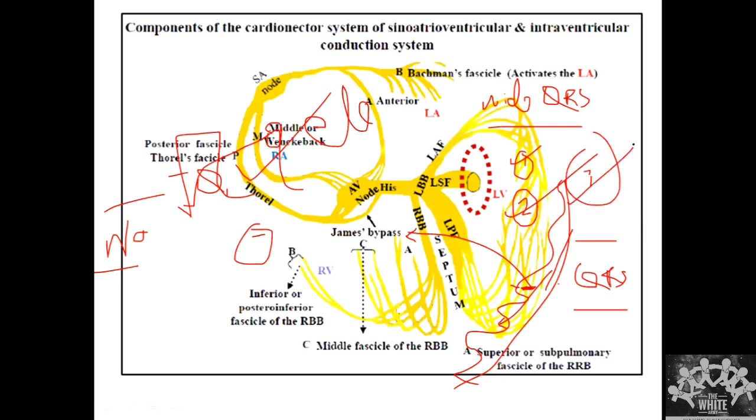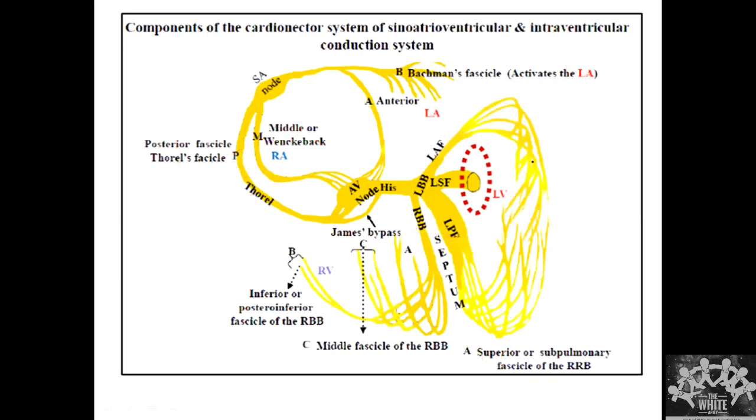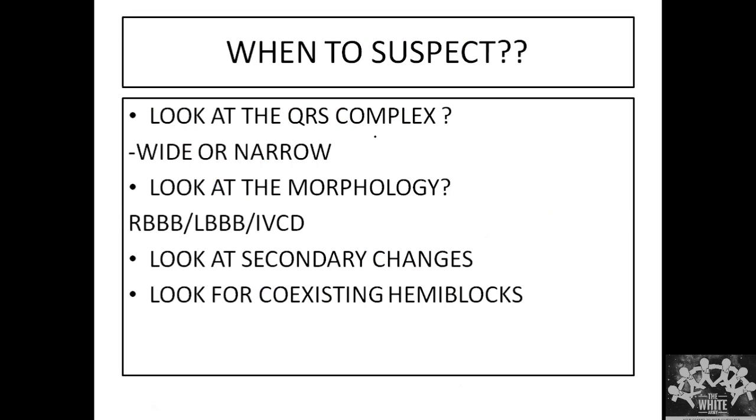Okay, so initially the first thing when you see a wide QRS is, you'll have to think of the 3 possibilities. So one of the possibilities commonly is the bundle branch block. So that should make you suspect a bundle branch block. So once you look at the QRS complex, you look whether it is wide or narrow.